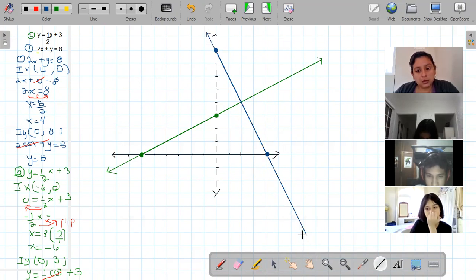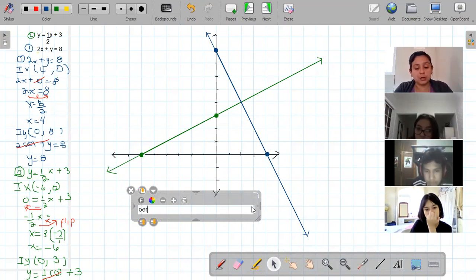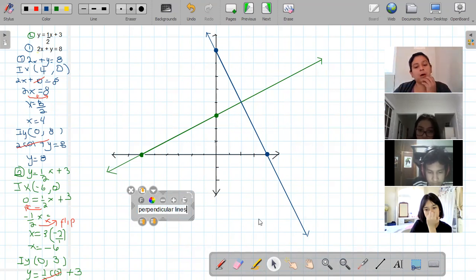What type of lines are these? Perpendicular. How do we know that they are actually perpendicular? How do we know that they are actually having a 90-degree angle in between them? Because this appears to be 90 degrees, right? So for this one, yes, they are perpendicular, but how do we actually know that they are perpendicular?